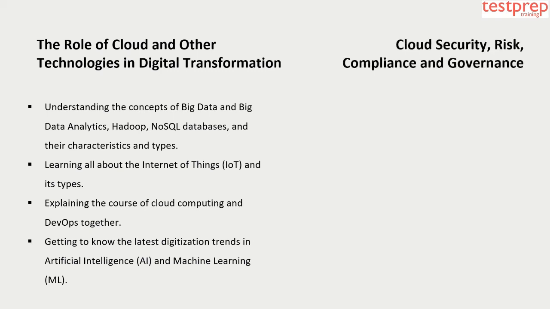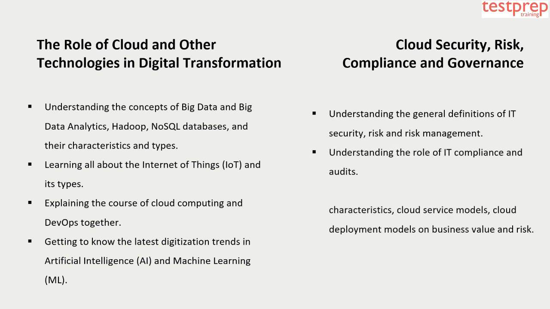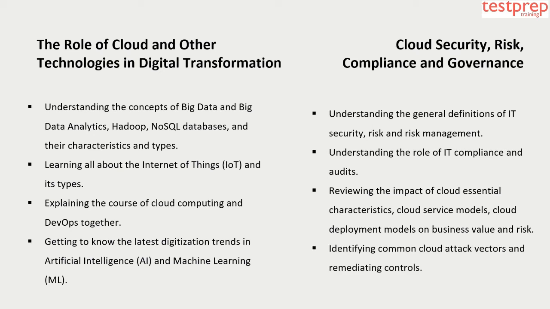Domain 5, cloud security, risk, compliance, and governance. This can be explained in 4 parts. 1. Understanding the general definitions of IT security, risk and risk management. 2. Understanding the role of IT compliance and audits. 3. Reviewing the impact of cloud essential characteristics, cloud service models, and cloud deployment models on business value and risk. 4. Identifying common cloud attack vectors and remediating controls.